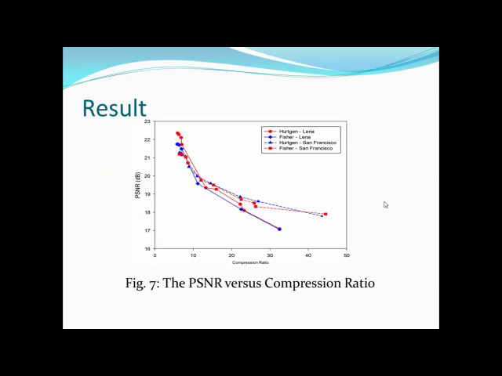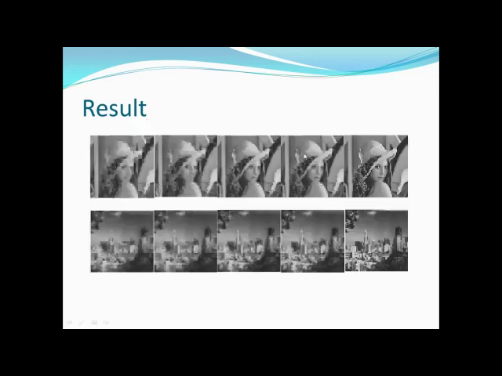I also calculate the PSNR to show the quality of the output image in the decoding process. We can see for both speed-up methods, the PSNR is quite the same for both images, Lena and San Francisco. Here I show some graphic results, the output image of each method.